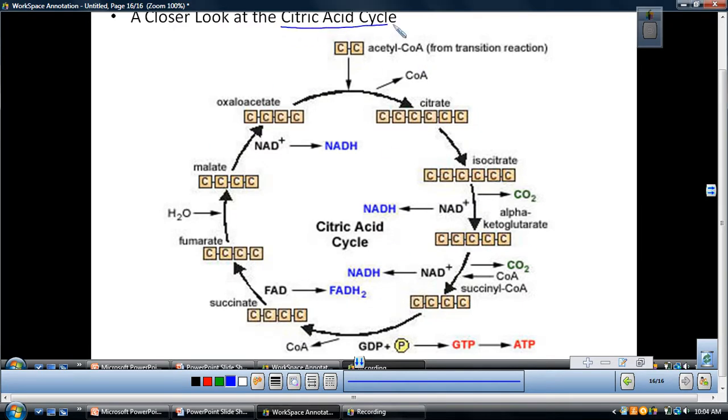Okay, so this is a closer look at the citric acid cycle. In the beginning, what you see here, we have our acetyl-CoA, but you have to remember, keep telling yourself, we really have two of these because we had the two pyruvic acids that went through that grooming step. So this grooming has already occurred in this picture. And so what you see are the acetyl-CoAs, which is a 2-carbon molecule, coming into the citric acid cycle.